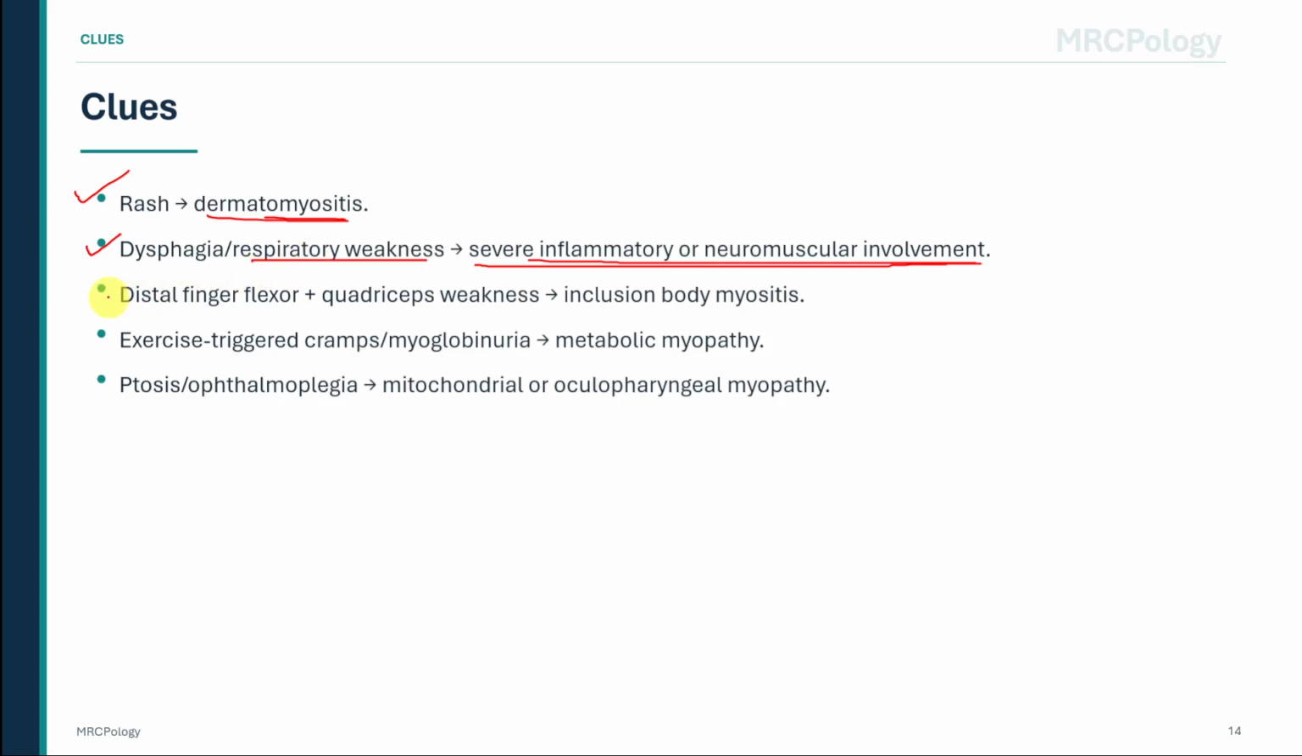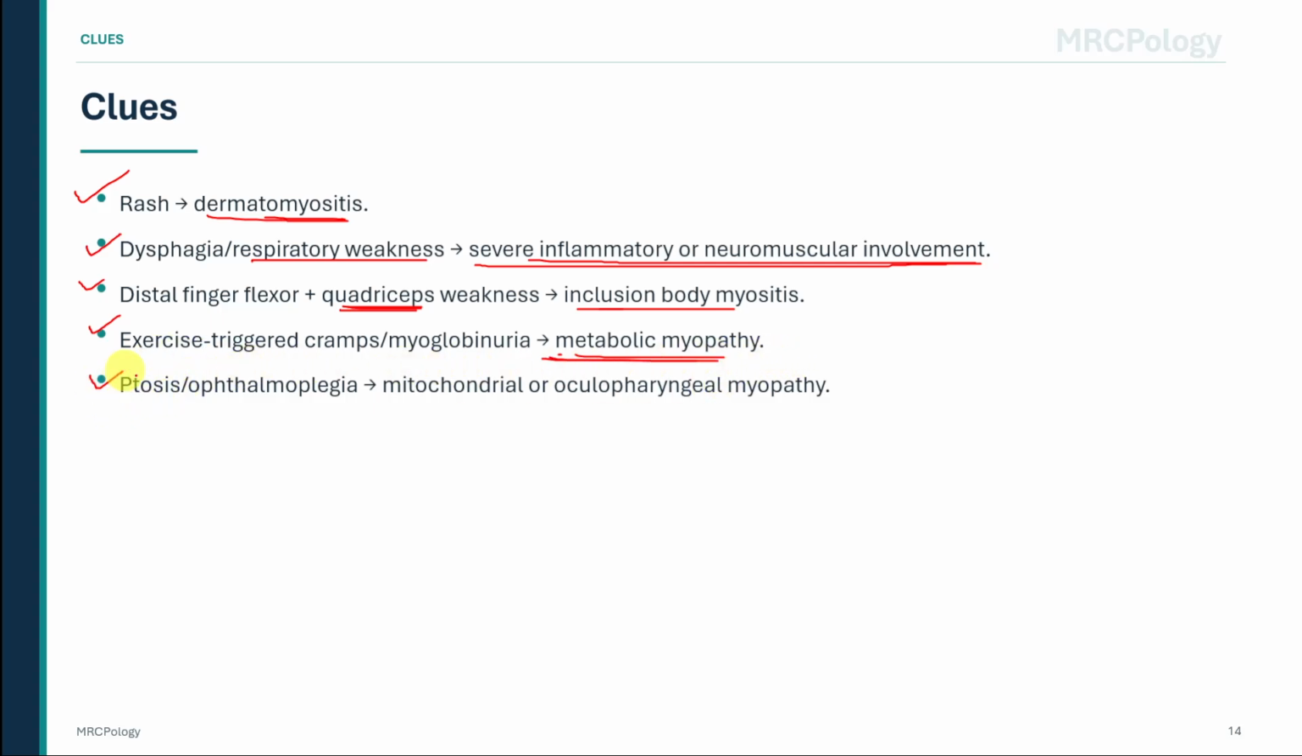Weakness of the deep finger flexors combined with quadriceps weakness strongly suggests inclusion body myositis, particularly in an older patient with slowly progressive or asymmetrical weakness. Test finger flexion carefully rather than relying only on grip strength. Exercise-induced cramps, muscle pain, rhabdomyolysis, or myoglobinuria suggest a metabolic myopathy. Clarify whether symptoms occur immediately after intense activity, after prolonged activity, during fasting, or during illness. The timing reflects the energy pathway being used and is therefore diagnostically valuable.